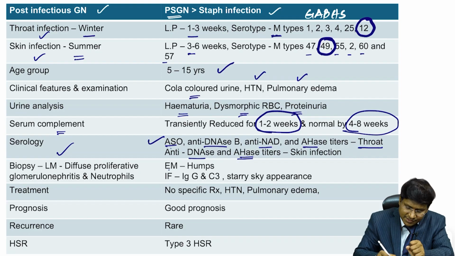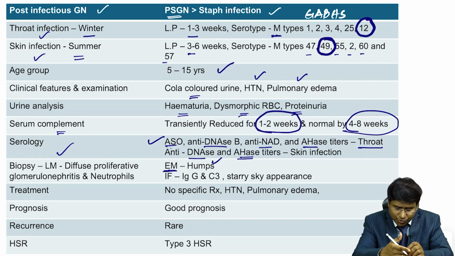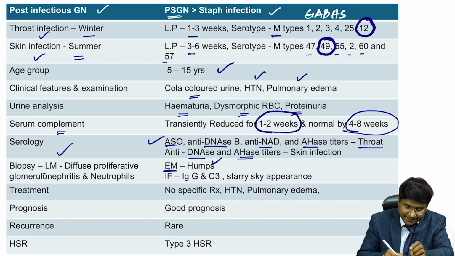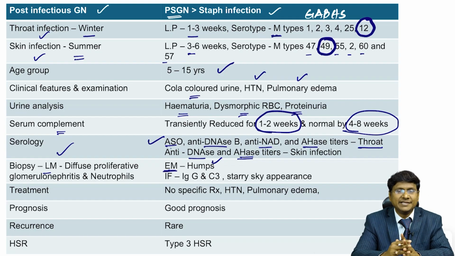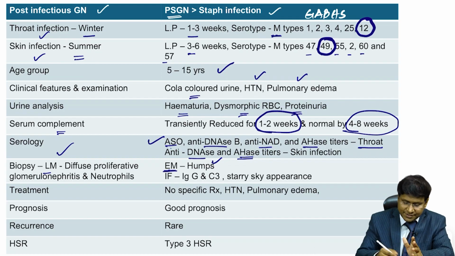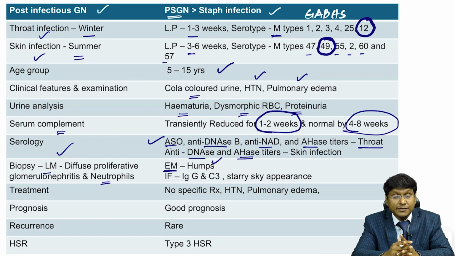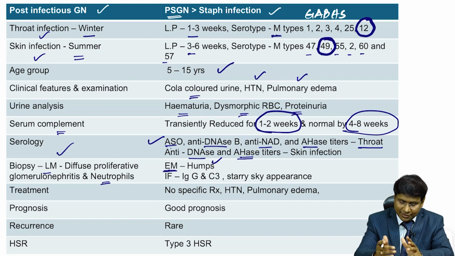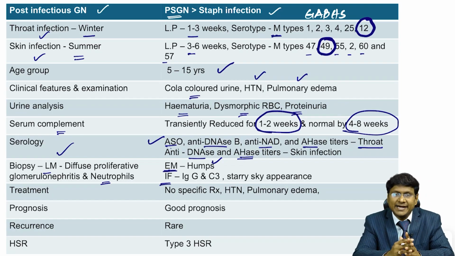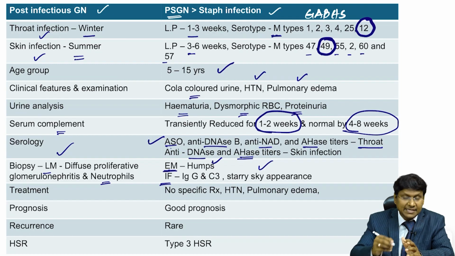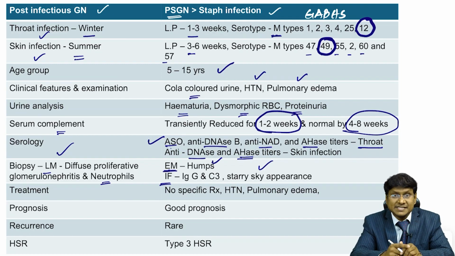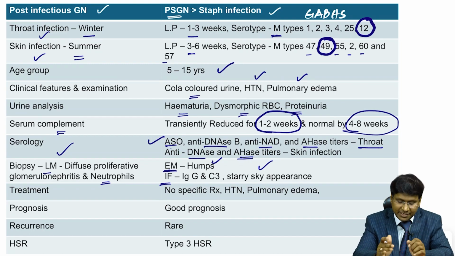And next important is the electron microscopy. The electron microscopy will show you the presence of humps. First is light microscopy. Light microscopy will show you that there is diffuse proliferative glomerulonephritis and there will be infiltration of the neutrophils. And electron microscopy will show you the presence of the humps, and that is due to subepithelial accumulation. And immunofluorescent microscopy will show you that there is IgG and as well as C3, and in the immunofluorescent microscopy you will have this starry sky appearance. That is very, very important.